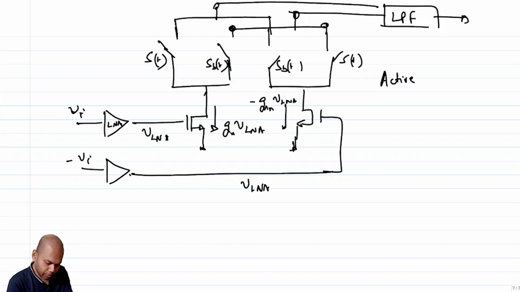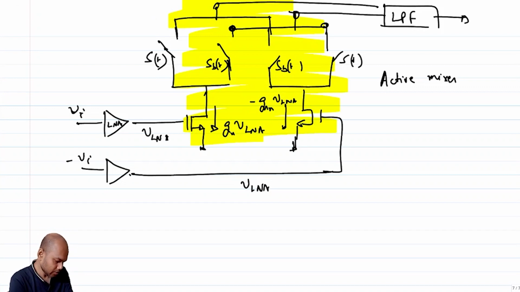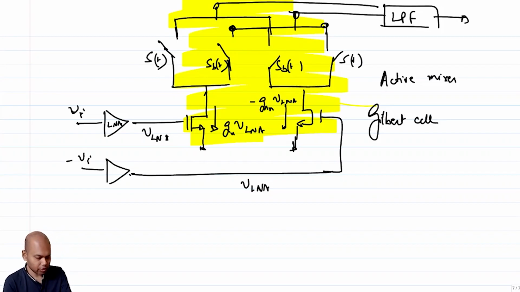And that essentially becomes another form, this is an active mixer, and this also is a very popular topology. It's called a Gilbert cell. This entire thing is also called a Gilbert cell topology, named after its inventor. Right. So you will see this Gilbert cell topology is used at multiple places also.